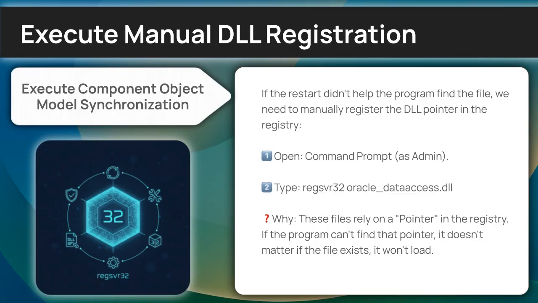If the restart didn't help the program find the file, we need to manually register the DLL pointer in the registry. First, open Command Prompt as admin. Second, type regsvr32, followed by your file name causing the error, then hit Enter. Why are we doing this? Well, these files rely on a pointer in the registry. If the program can't find that pointer, it doesn't matter if the file exists, it won't load.